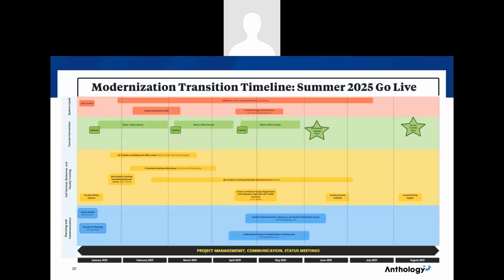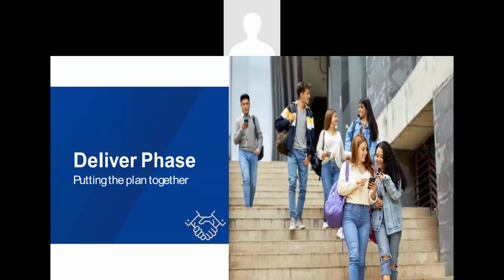This is just another example of a different graphic for the timeline. And there's a very similar one in the modernization planning course. You can see with this one, there were certain waves of conversion and refinement. Summer courses are always a good time to try out something new, followed by a full Ultra implementation for the fall.